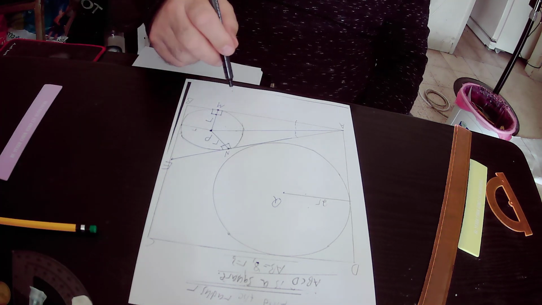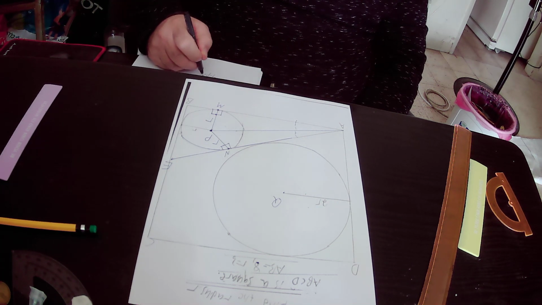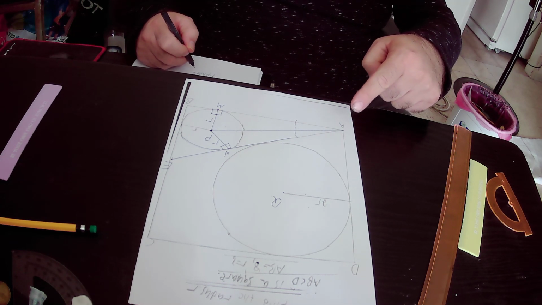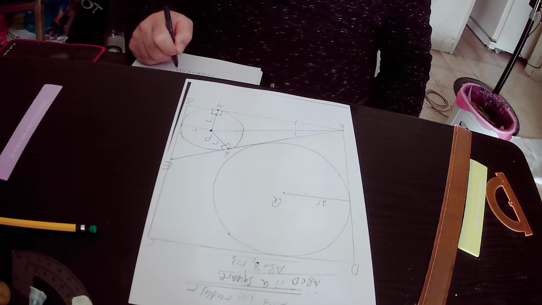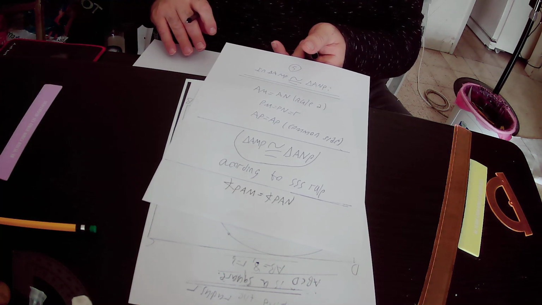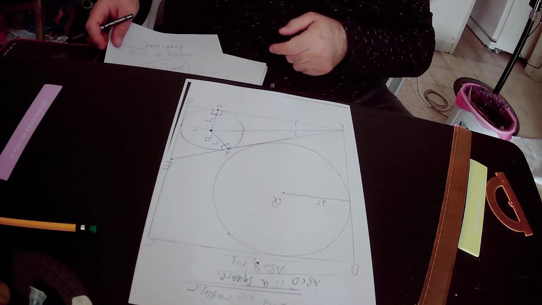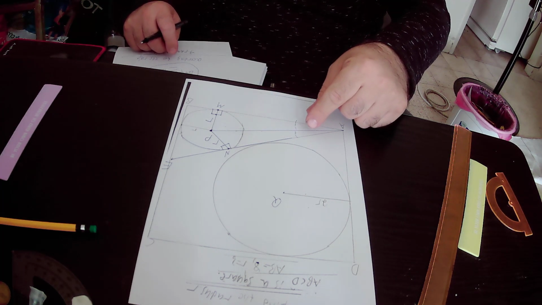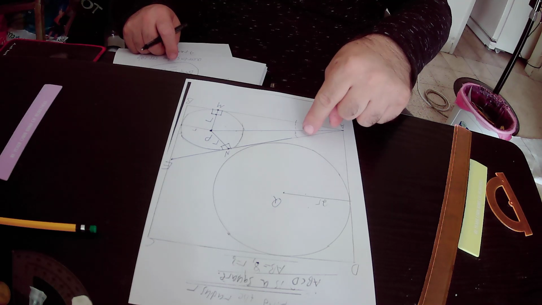Angle PAM is equal to angle PAN according to the rule that corresponding angles in congruent triangles are equal to each other. Those two triangles can go into each other, therefore the two corresponding angles will also be equal to each other, that is to say this angle equals this angle.